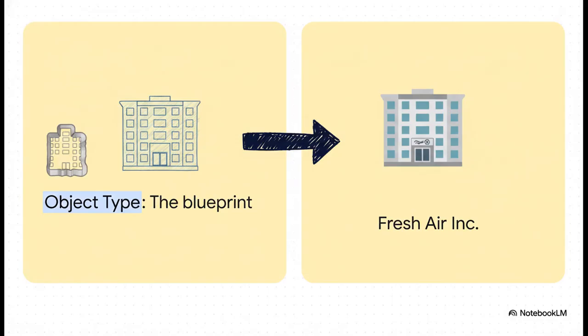And the whole thing is built on a really simple but powerful idea. First, you define what's called an object type. Just think of it like a template for a concept, the idea of an airline. Then, once you have the template, you create specific objects, which are the actual real-world instances of that type. So in our example, that would be the airline Fresh Air Inc.